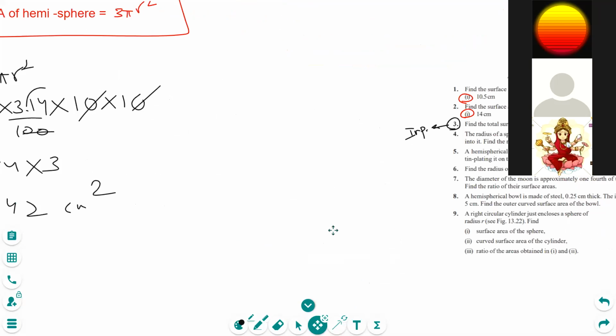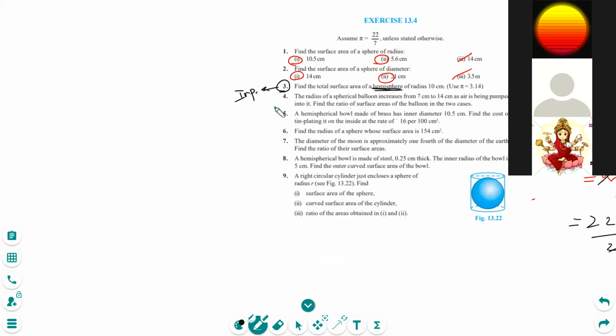See, the audacity of our questions being important. The radius of a spherical balloon increases from 7 centimeter to 14 centimeter as air is being pumped into it. Okay, so there was a balloon. I filled it with some air and it enlarged. Obviously it will enlarge because my air will go into it. And it became 14 centimeter now. So there was a small balloon. And the balloon reminds me, Bhaiya's birthday is coming up.